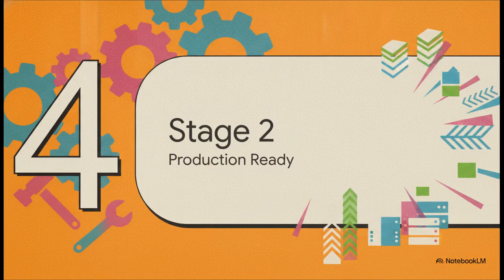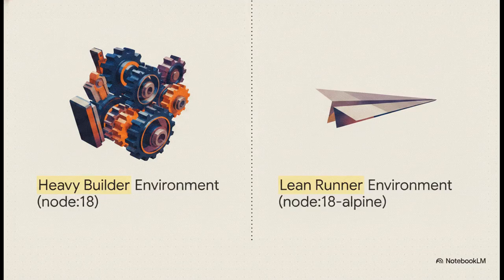Stage 2. Production ready. Now, once the builder stage has done its job, we don't just package up that messy workshop and ship it to our servers. No way. Instead, we move on to our production-ready environment. This is where the actual optimization magic happens, and where we shed all that excess weight.